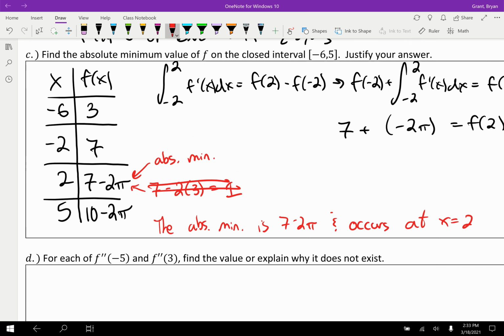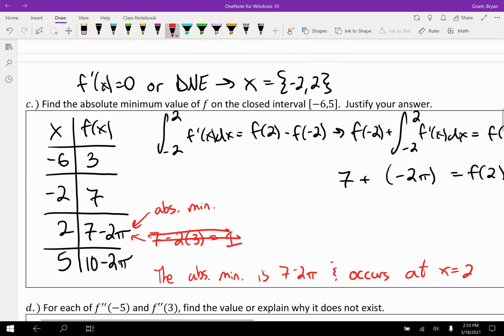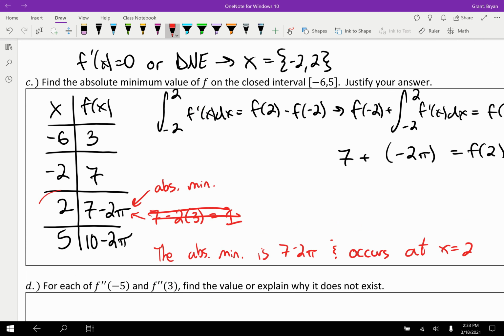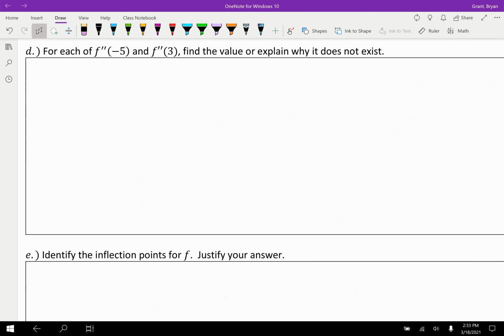Some of these will just ask for the location, though. And a lot of times you can use a sign chart, and we'll see this later on, not today, but in another class. You can use a sign chart just to find the x value if you don't need the y. All right, moving on. Part D. For each of f double prime, blah, blah, blah, find the value or explain why the value does not exist.